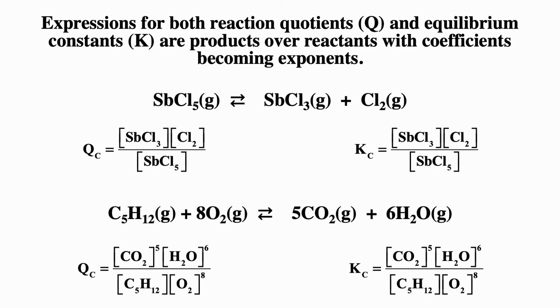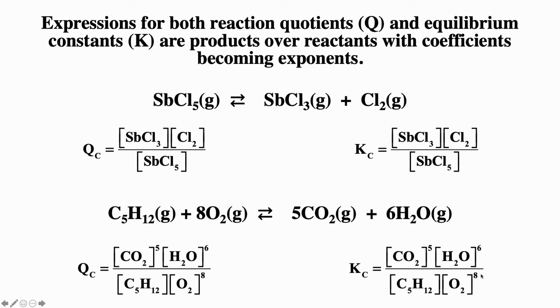If we look at a couple more examples, here we have antimony pentachloride going to antimony trichloride plus chlorine gas. And so again, products over reactants, coefficients become exponents, pure solids and pure liquids do not appear. Looking at this example, products, the stuff on the right, and the coefficient 5 becomes that exponent, coefficient 6 becomes that exponent, over reactants, and that 8 comes down there. Pure solids and pure liquids do not appear.